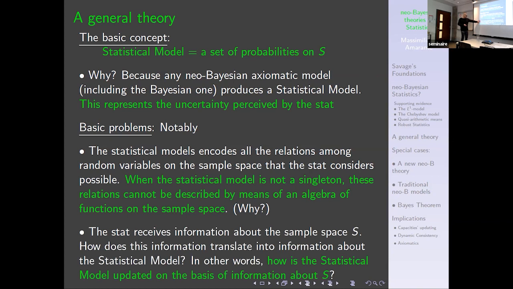The second problem is that the statistician receives information about the sample space, so observes realizations, data. How does he use this information to update the statistics? Okay.